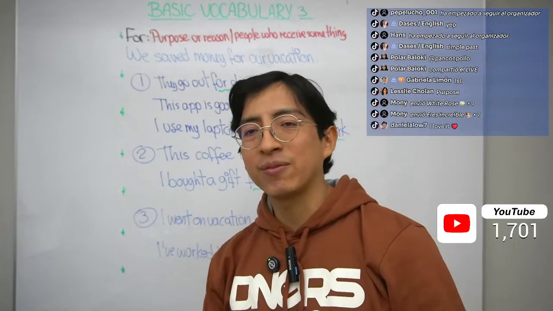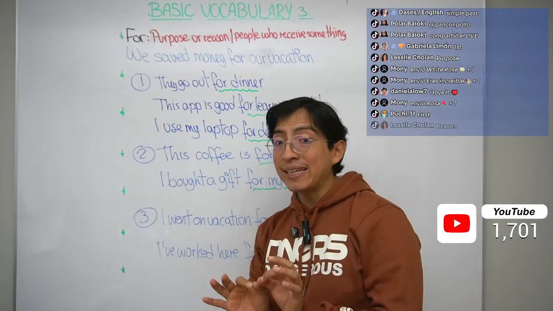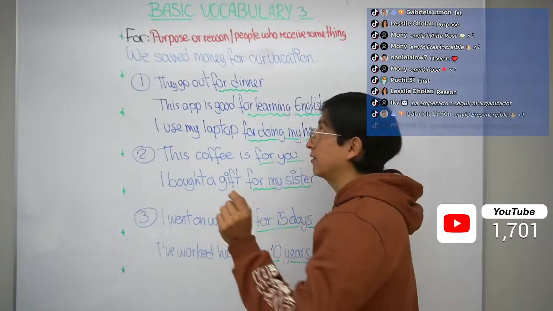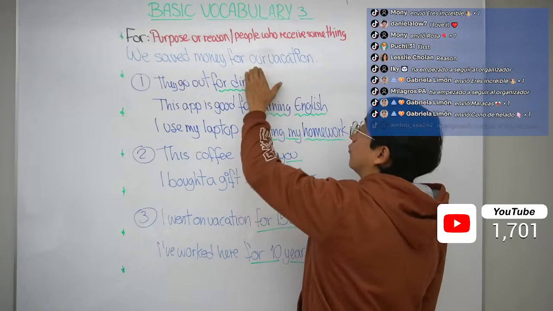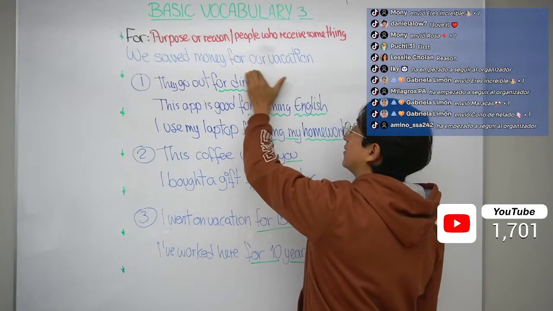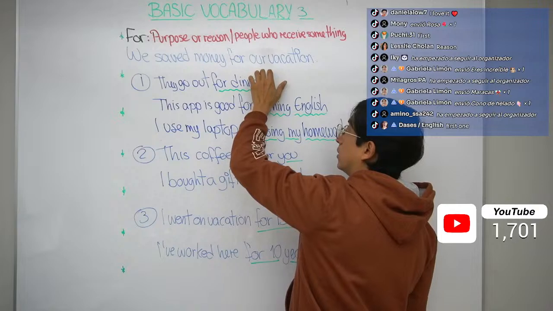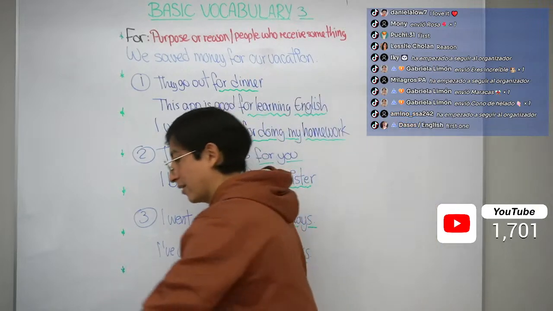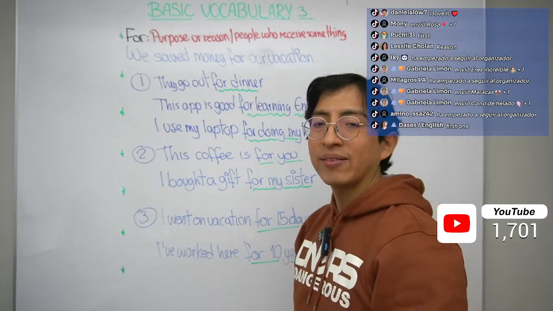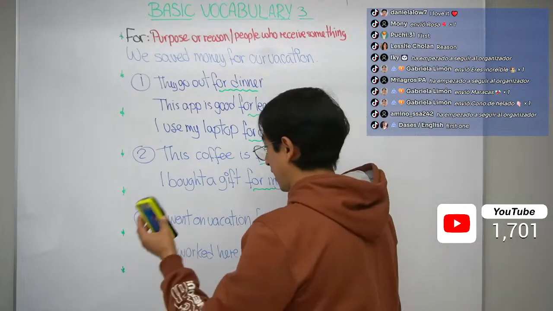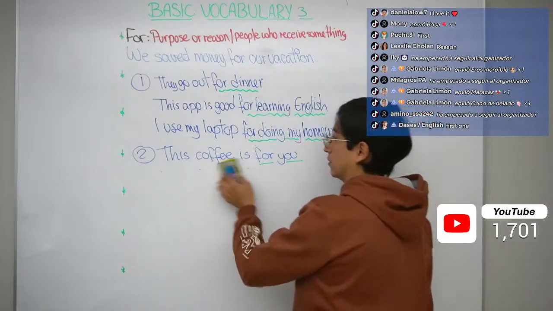Okay, Manny, thank you so much for your gifts. So the meaning here is the first one. We saved money for this reason. This is the reason why we saved money. We want to go on vacation. Yes, we need money for our next vacation. That's why we use it. Okay, Gabriela, thank you so much for your gifts. Okay, I'm going to erase this, and we'll continue with the second word.